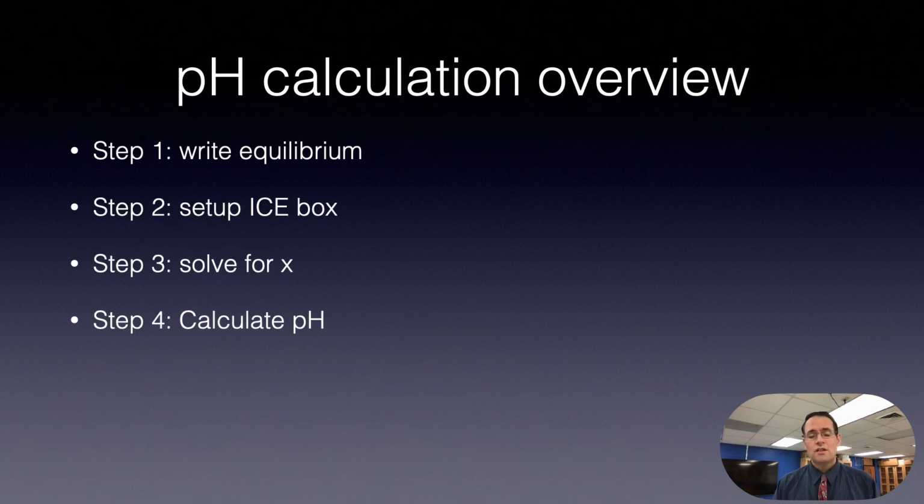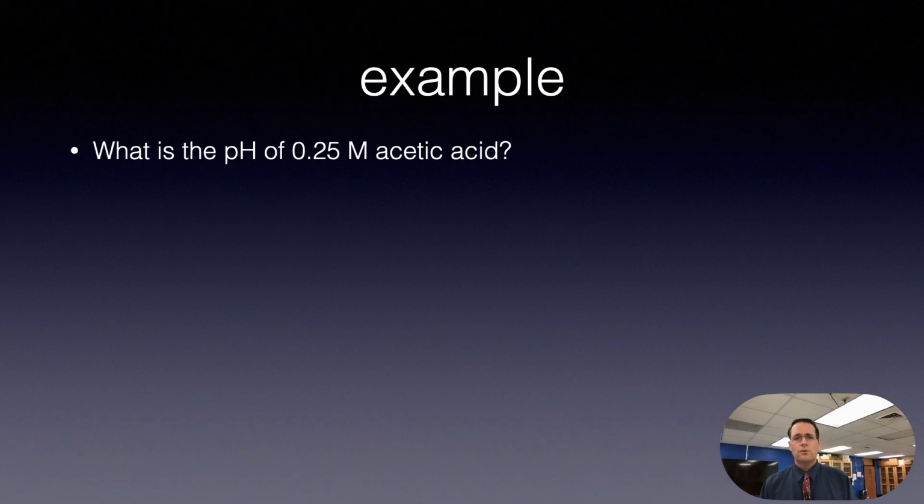All right, so let me take you through some calculations here. So first, you want to write the equilibrium. You want to set up an ICE box, and then you want to solve for X at that equilibrium, and then you want to calculate the pH. So let me take you through these different steps here, okay? So in our example, what is the pH of 0.25 molar acetic acid?